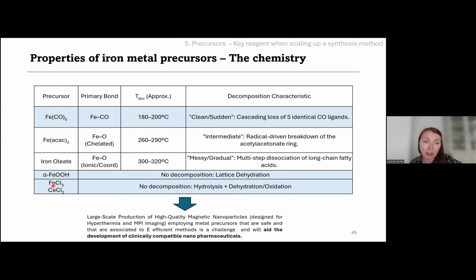And if we could use goethite, where there is no decomposition and there's just lattice dehydration, or iron chloride 2 or 3, it would be more advisable, let's say. So I just wanted to mention that for the large-scale production of high-quality magnetic nanoparticles designed for magnetic hyperthermia and MPI, employing metal precursors that are safe and that are associated to energy-efficient methods is a challenge and will aid the development of clinically compatible nanopharmaceuticals.